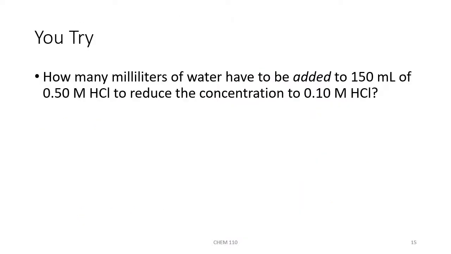Let's try another one. How many milliliters of water have to be added to 150 milliliters of 0.5 molar HCl to reduce the concentration to 0.1 molar HCl? So this is another dilution example. We're going to be using M1V1 equals M2V2. Because 0.5 molar is greater than 0.1 molar, our 0.5 molar is going to be our concentrated solution, and our 0.1 molar will represent our dilute solution. And we're being told that we're measuring out 150 milliliters of the concentrated solution.